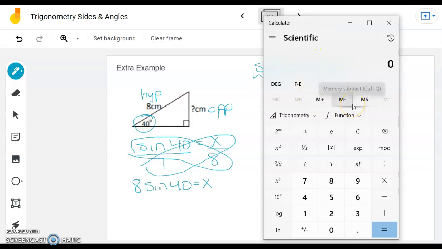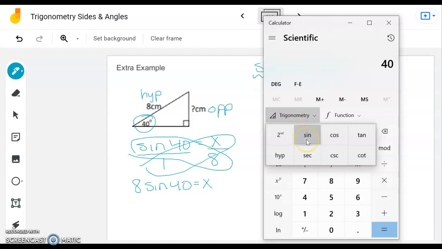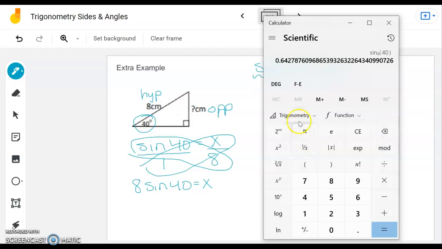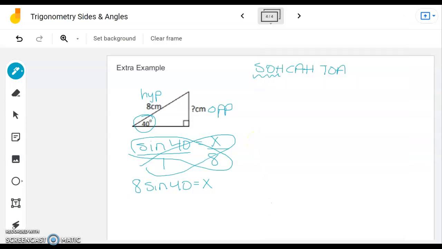And I'm going to do 8 sine of 40. Now with this calculator, I've got to do my trig first, starting with my angles. So there's my 40-degree angle. Here's my trig. Here's my sine function. So that's the sine of 40. And then I need to multiply it by 8. And that's my answer, 5.14. So 5.14, that's equal to X, and our units are centimeters. All right, good luck.